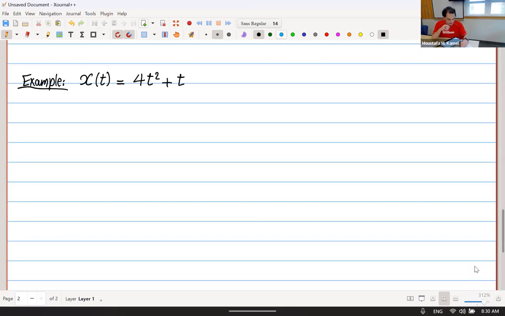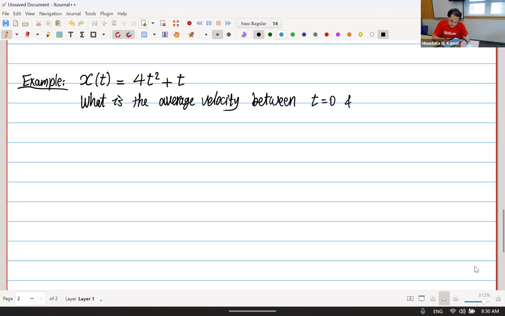Okay, and I asked you, what is the average velocity between t equals 0 and t equal 2 seconds? Because to calculate the average velocity, you have to specify a time interval. You cannot just say average and not say the interval, because the average velocity varies.